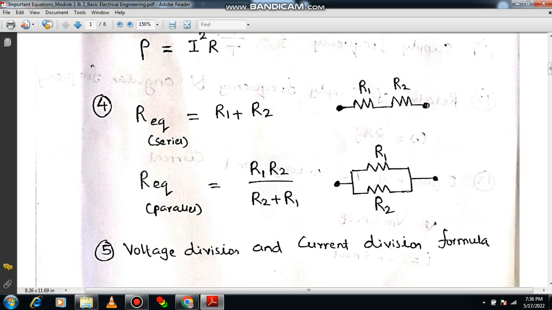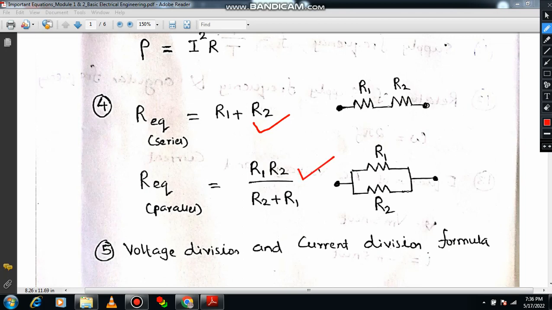Another thing is equations related to series connection and parallel connection of resistors. If two resistors are connected in series, then the equivalent resistance can be written as the sum of individual resistances, R1 plus R2. Likewise, if connected in parallel, then the equivalent resistance can be written as R1 R2 by R1 plus R2. If I talk about resistances connected in series, the overall resistance will be very much high compared to the parallel combination. This is also quite important. You may get different kinds of numerical examples based on this.